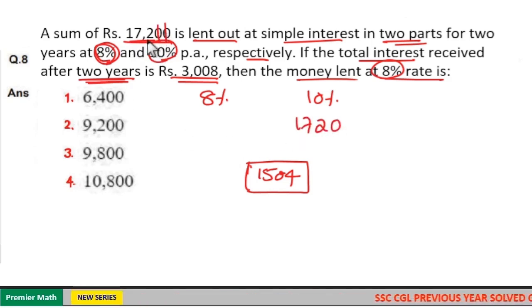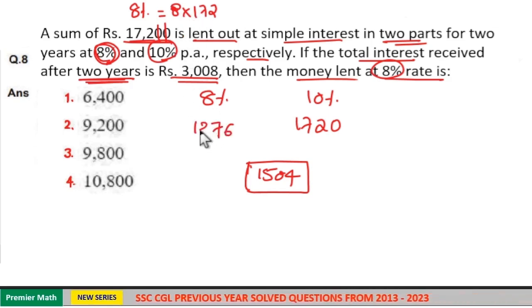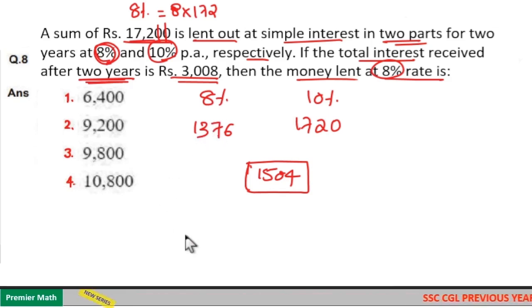And 1% is 172. So 8% is equal to 8 into 172, which is equal to 8 into 2, 16, 8 into 7, 56, plus 1, 57, 8 into 1 plus 5, 13. So 8% of sum is 1376. Now use the alligation method.